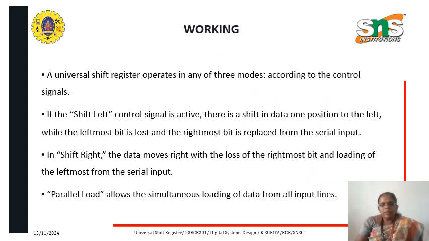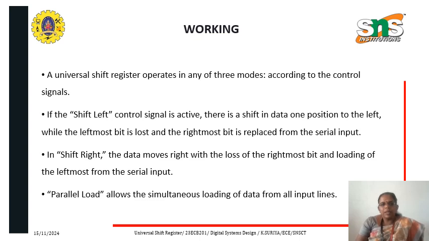So next we'll see the working of universal shift register. It operates in any of the three modes according to the control signals. If the shift left control signal is active, the data shifts one position to the left, while the leftmost bit is lost and the rightmost bit is replaced from the serial input.